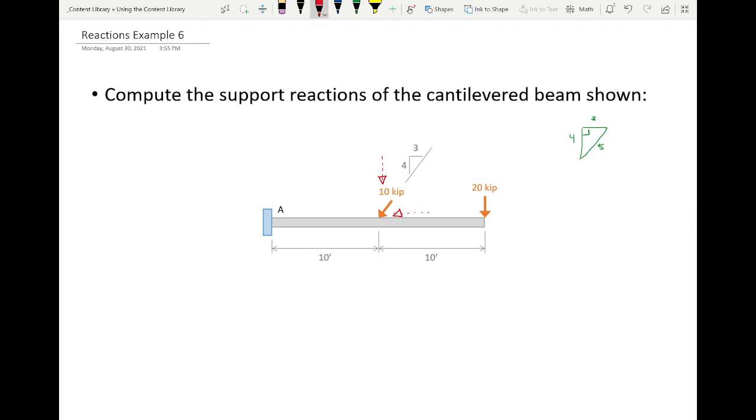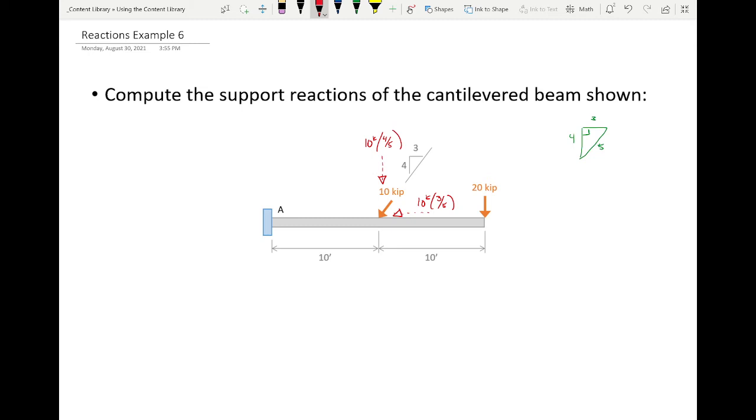And to be clear, what you are doing is, let's take the 3/5. What you are doing is taking 10 kips and multiplying it times the cosine of that angle. Because what is the cosine of that angle? Adjacent over hypotenuse, 3/5, okay? That's what you're doing. It's just a shortcut, okay? So this is 10 kips times 3/5. This is 10 kips times 4/5. Does that make sense?